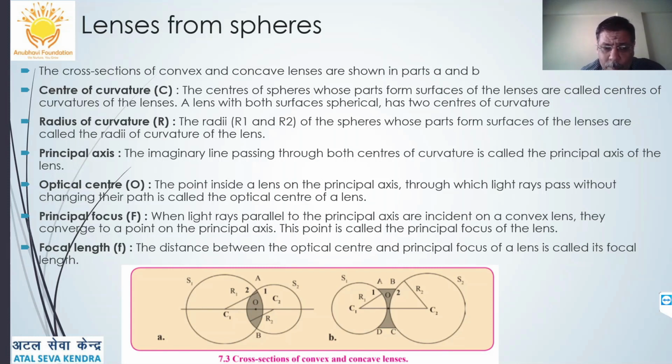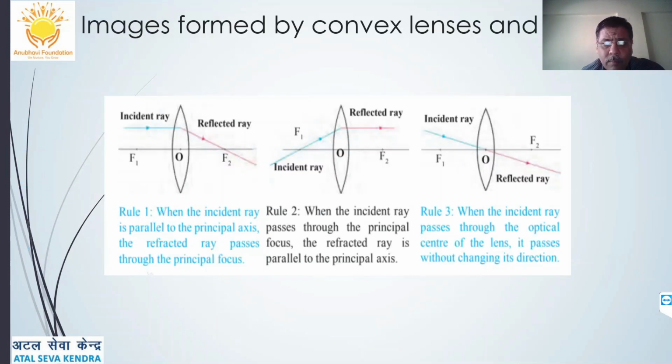Then let's talk of principal focus. When light rays parallel to the principal axis are incident on a convex lens, then they converge to a point on the principal axis. That point is called the principal focus of the lens. And the distance between the optical center and the principal focus is called its focal length. So I was talking about that.